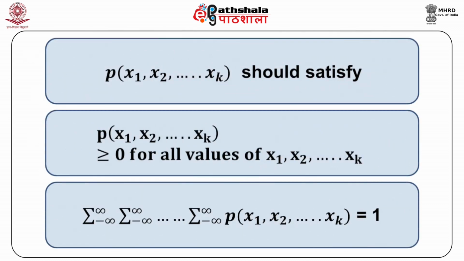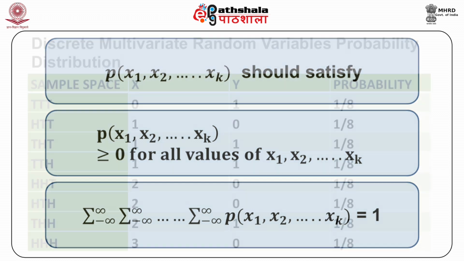Also, p(x1, x2, ..., xk) should satisfy that p(x1, x2, ..., xk) is greater than or equal to 0 for all values of x1, x2, up to xk, and that the summation from minus infinity to plus infinity, again and again up to the last summation, of p(x1, x2, ..., xk) should be equal to 1.